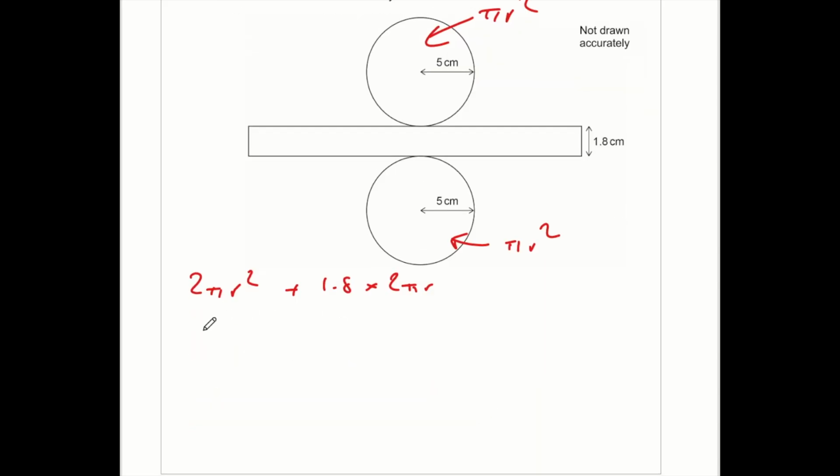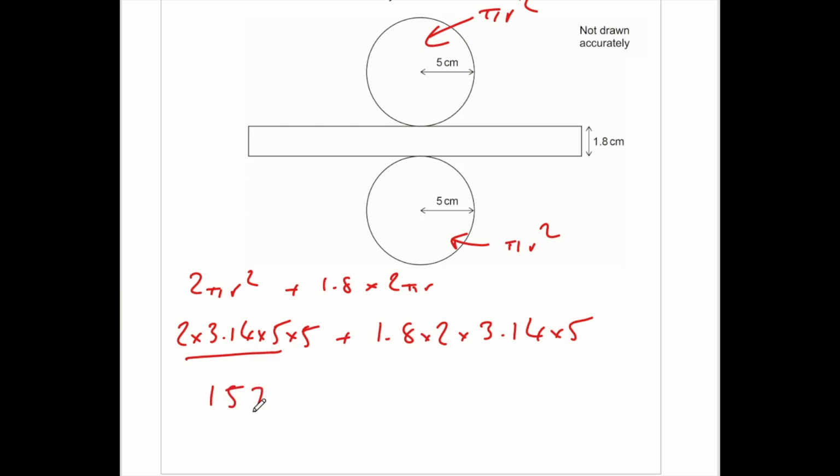So let's do the 2 pi r squared. So that's 2 times by, let's use 3.14. The radius is 5, and 5 squared means 5 times by 5, plus 1.8 multiplied by 2 multiplied by 3.14 times by 5. So let's work out the left hand side first. That comes to exactly 157, and the right hand side comes to 56.52. Add the 2 together, we get 213.52, and this is square centimetres, and I'll just note that this is the cylinder.